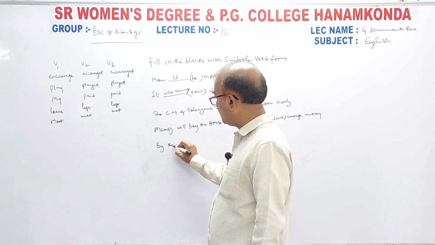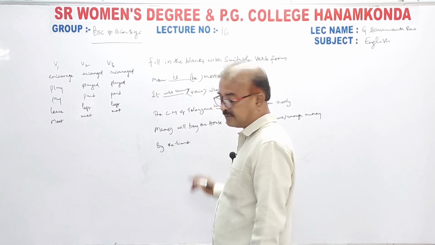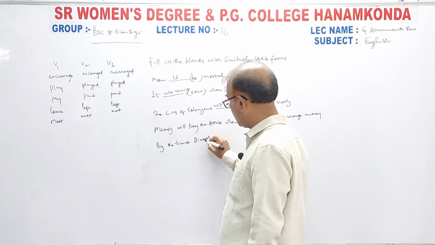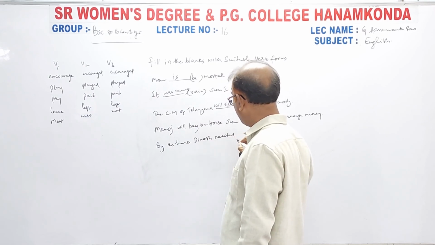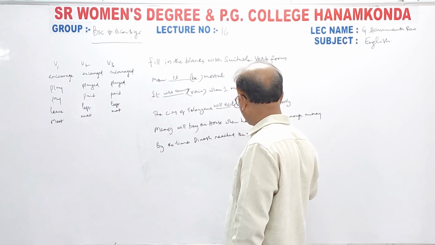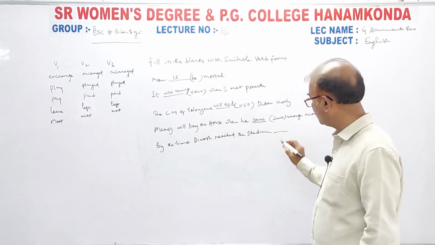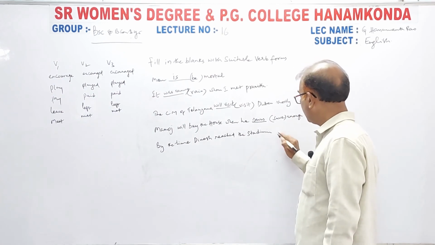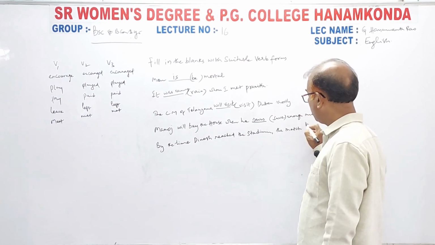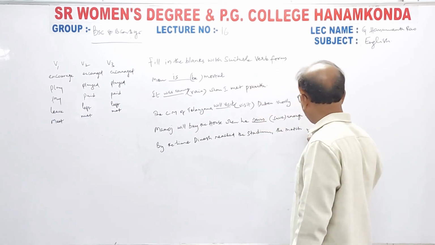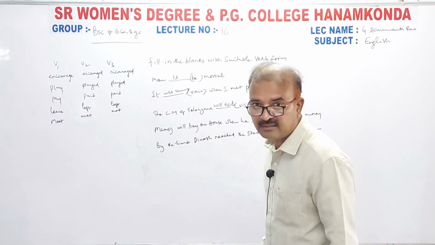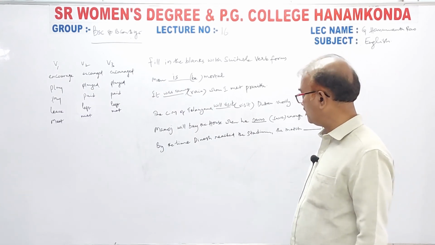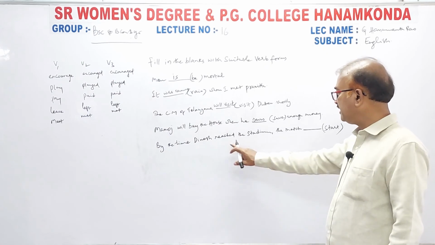By the time Dinesh reached the stadium, comma, the match dash, and in the brackets it's given as start. Wait a minute, sorry. Start. Check this one. By the time Dinesh reached the stadium.